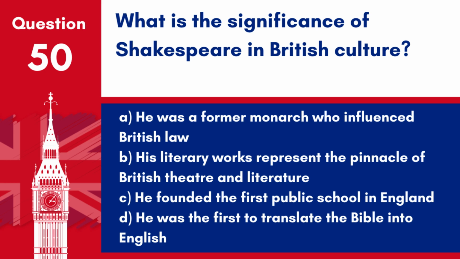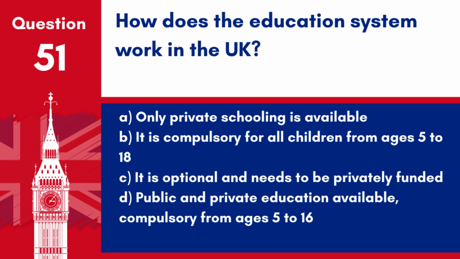A. He was a former monarch who influenced British law. B. His literary works represent the pinnacle of British theatre and literature. C. He founded the first public school in England. D. He was the first to translate the Bible into English. Answer: B. His literary works represent the pinnacle of British theatre and literature. William Shakespeare is celebrated as one of the greatest playwrights and poets, whose works are integral to British culture and education. Question 51. How does the education system work in the UK?